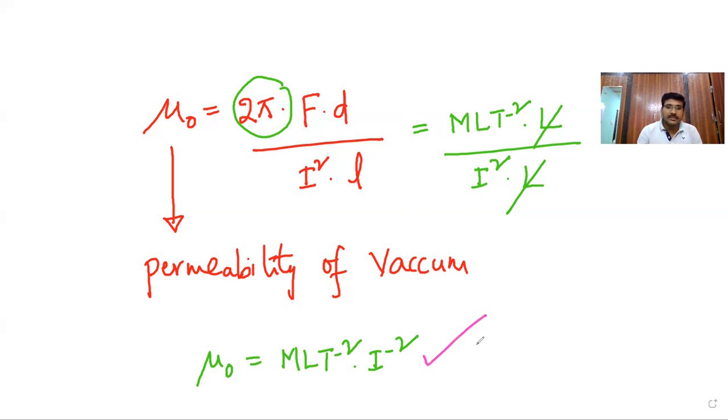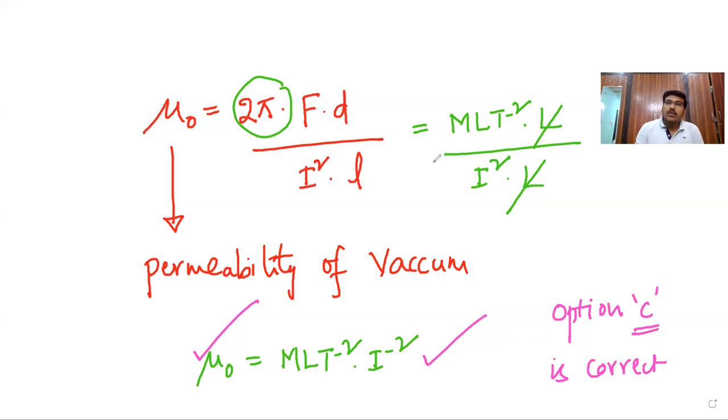Clear? Now try to see. Out of all the above options, option C is correct. Option D is a wrong statement for the permeability of vacuum, but option C among them is correct for the permeability. Clear? M L T minus 2, I to the power of minus 2.